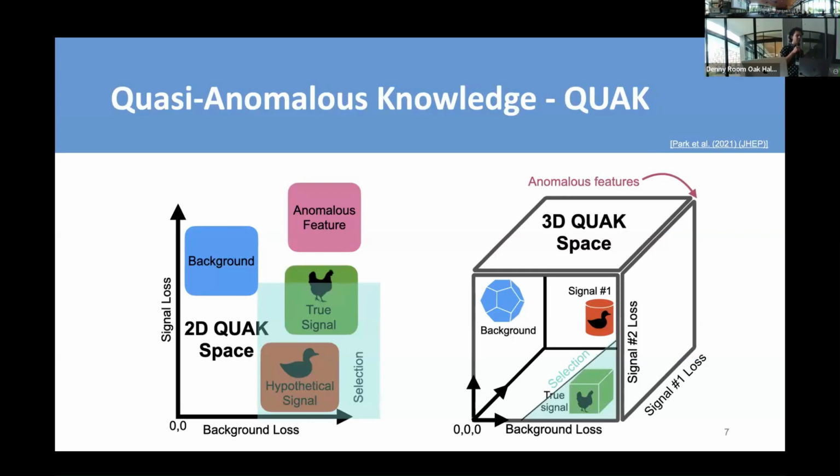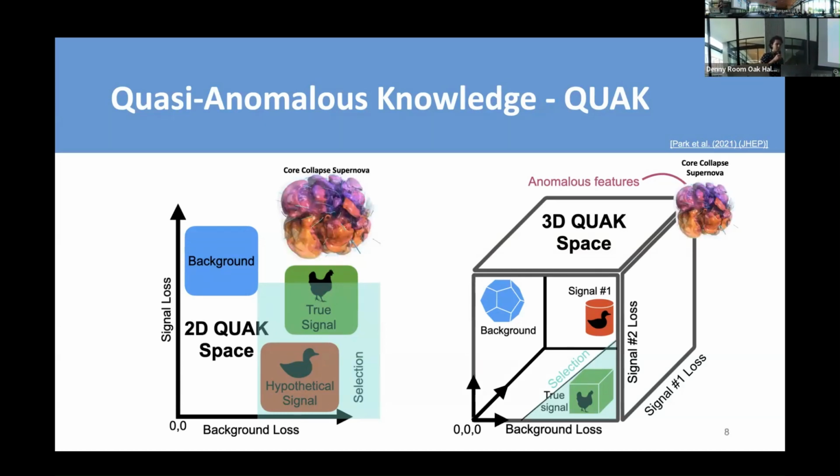And this is where the quasi-anomalous knowledge scheme comes in. It's called QUAK. Basically, what you do with QUAK is you make an axis for your background loss and your signal loss. Look on the left here. Then you make some kind of selection in this region to select for some hypothetical signal that approximates the true signal. And then you can generalize this to 3 dimensions or really n dimensions. What we're going to be looking for is core collapse supernova in this QUAK space.